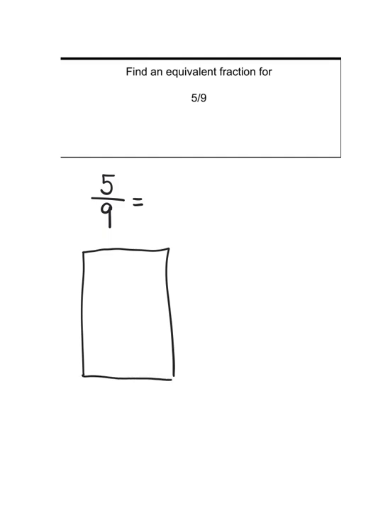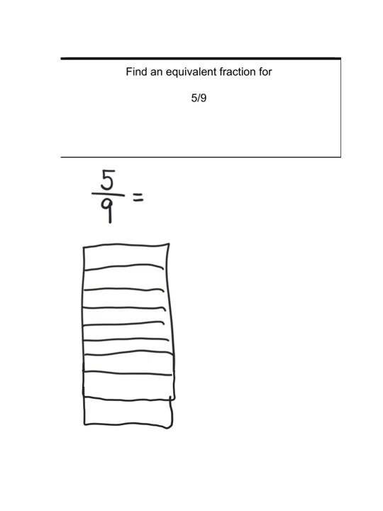Okay, now we're going to identify an equivalent fraction for 5/9. This means that it's going to be a fraction with the same value, but a different numerator and different denominator, without changing the size of the whole. So I'm going to divide my whole into 9 equal pieces. And then I'm going to shade in 5 of those pieces. So my portion will be 5 out of 9 equal pieces. 1, 2, 3, 4, 5.